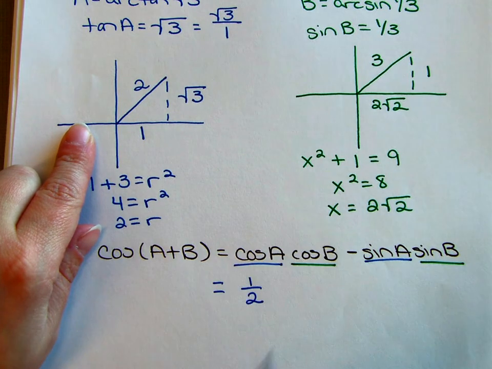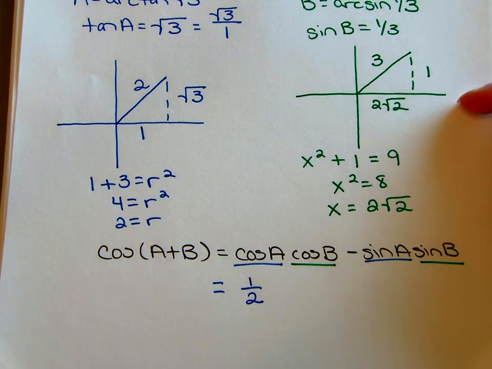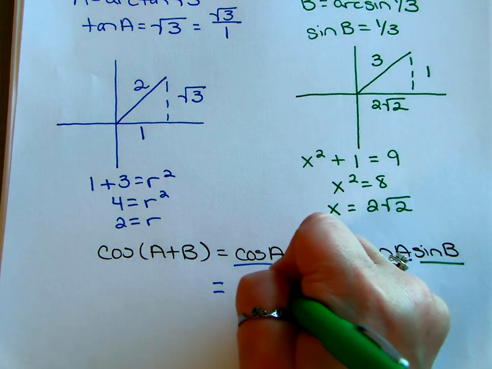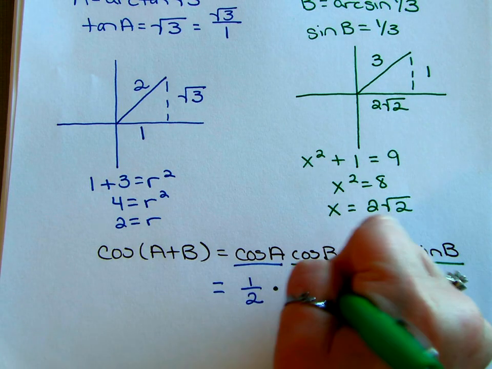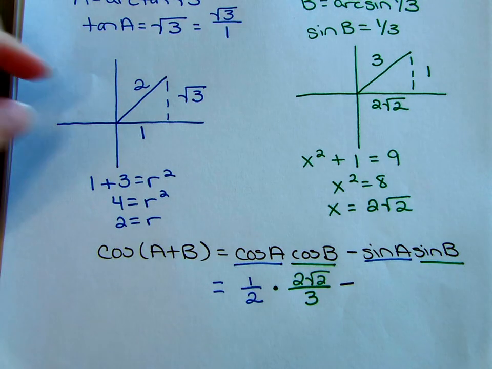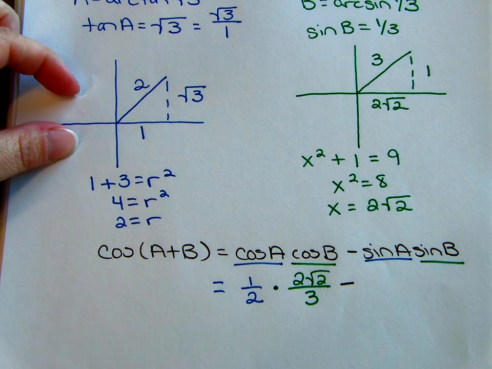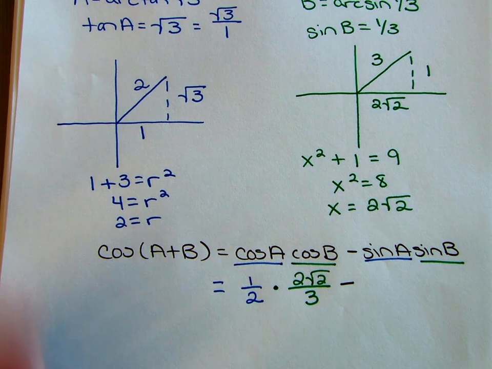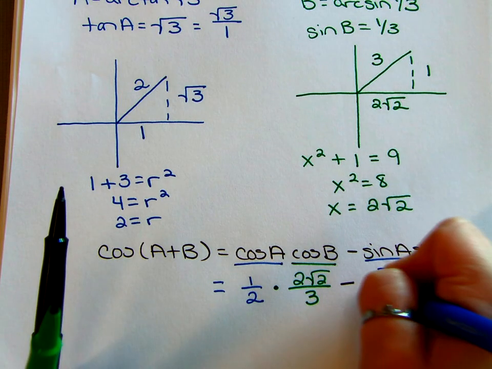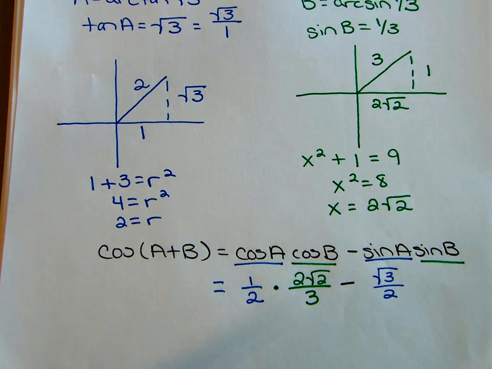Then I'm going to switch over to this triangle, and I'm going to do the same thing. I need to find cosine of B. So again, it's still going to be x over r, which is 2 square roots of 2 all over 3. Then a minus, and then I'm going to go over to this left triangle, and I'm going to figure out what sine is. Sine is y over r. Radical 3 over 2. Then I'm going to come to the right triangle and do the same thing.